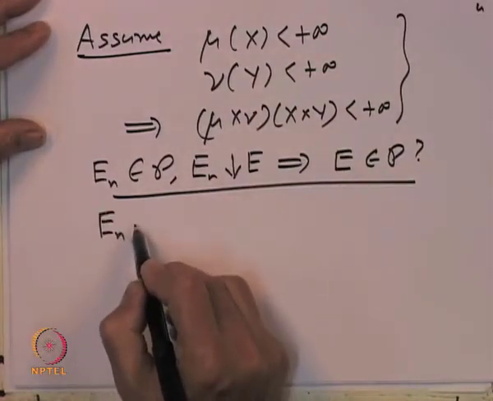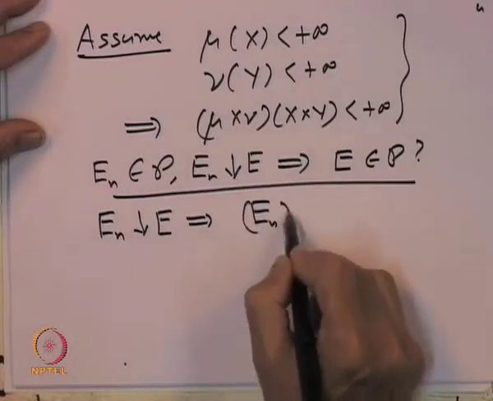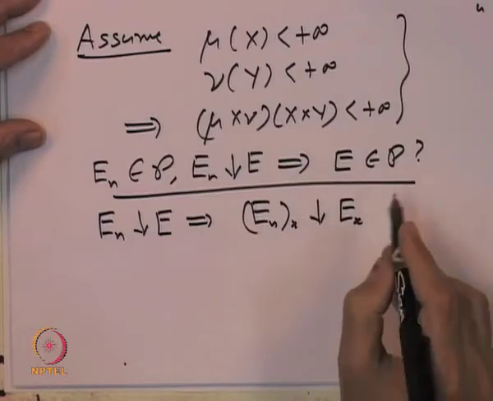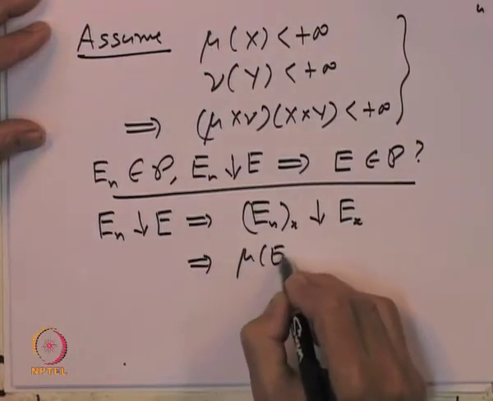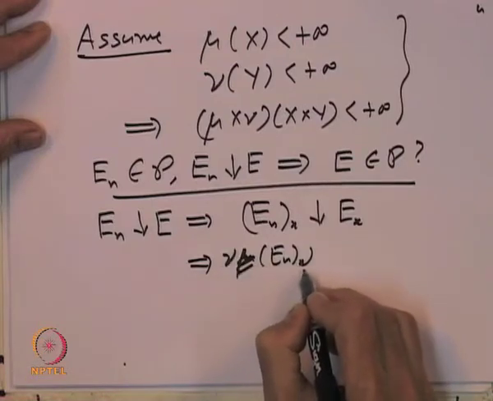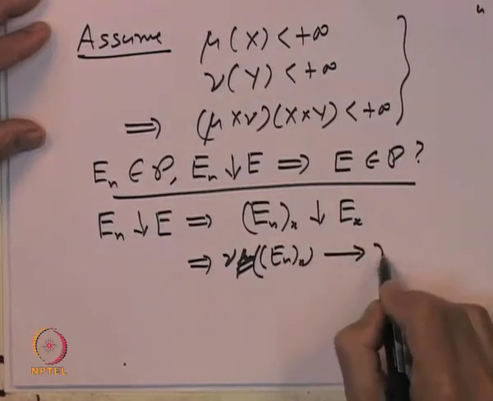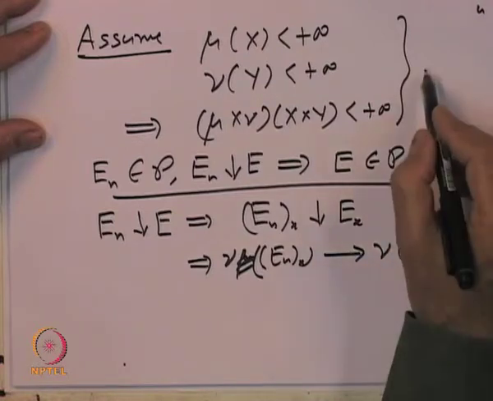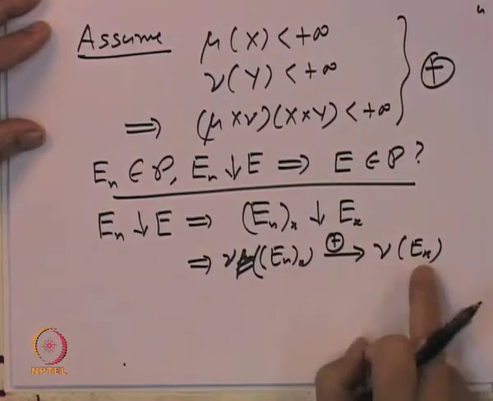So, E_n's decrease to E, so that implies that the sections E_n x decrease to E of x. That implies that nu of E_n x, because E_n x is a subset in B, converges to nu of E x. This is the stage where we will be using the condition plus: under this condition, that mu and nu are finite, this holds.